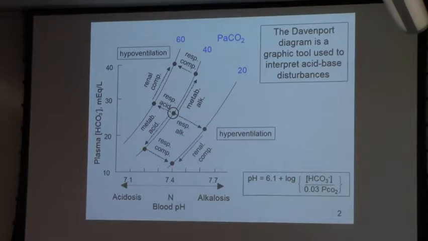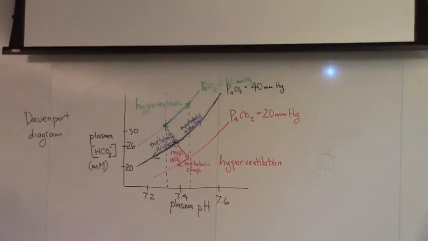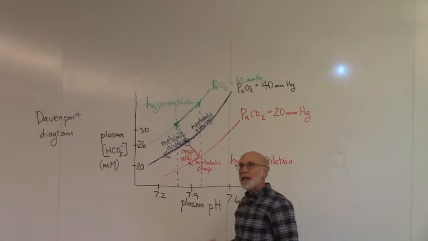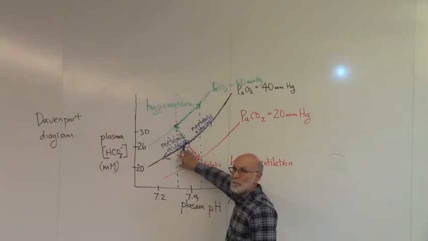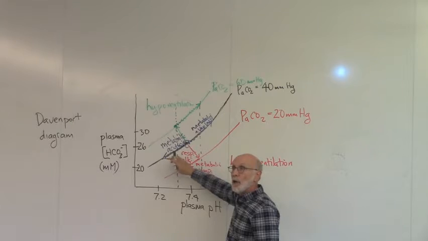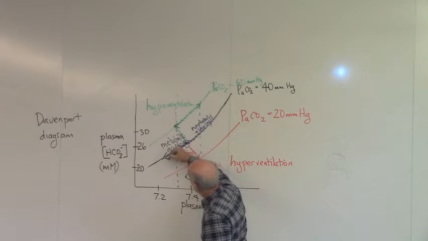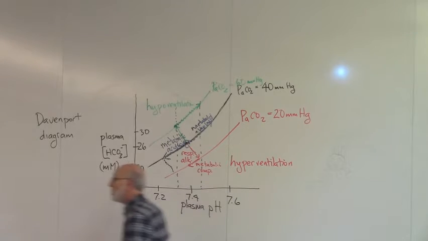I missed a couple of arrows. Okay, so let me turn that off and make it right. So let's say we went to metabolic acidosis. Lactic acid, kidney disease, metabolic acidosis. Your body can compensate to metabolic acidosis by... I should use blue.